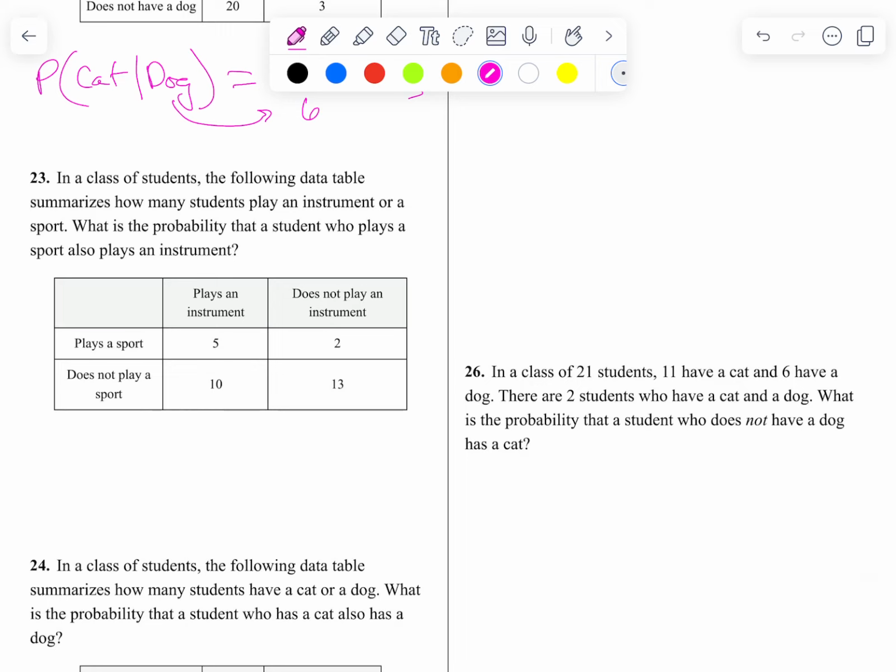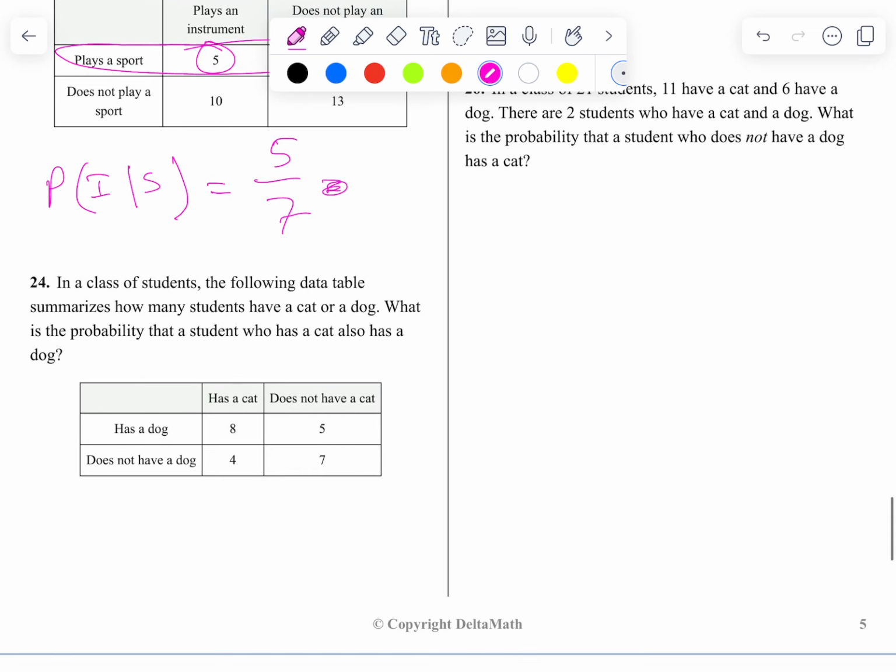In a class of students, the following data table summarizes how many students play an instrument or a sport. What's the probability that a student who plays a sport also plays an instrument? So it's given that they play a sport. So we're saying instrument, given that they play a sport. So how many people play a sport? I only care about those. There's 7 of them. Of them, 5 also play an instrument. So 5 out of 7 is the probability.